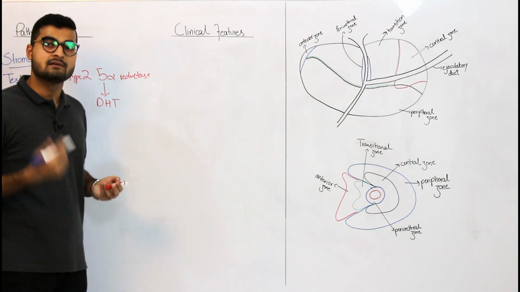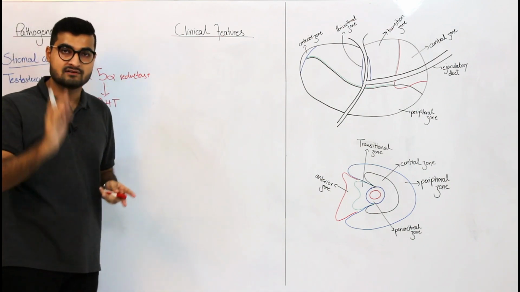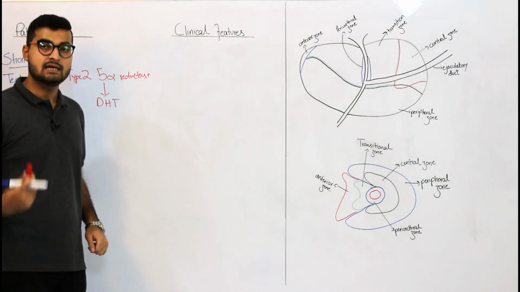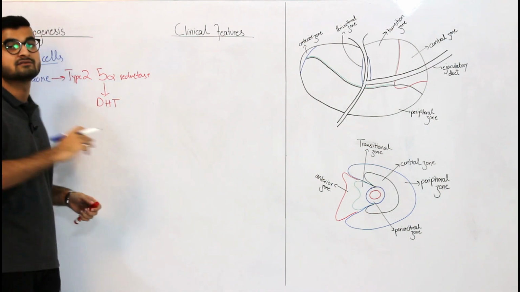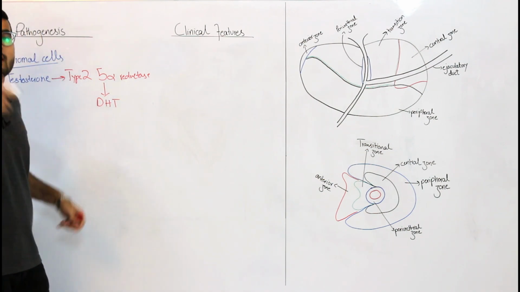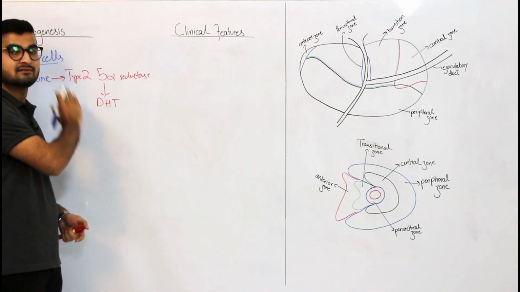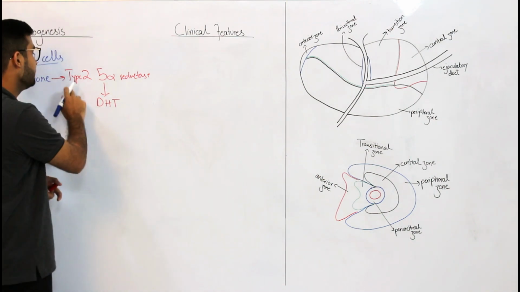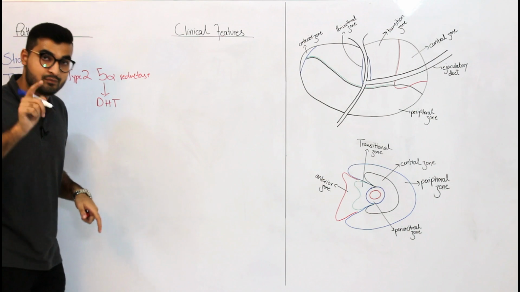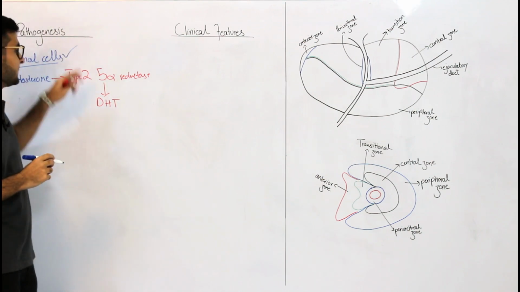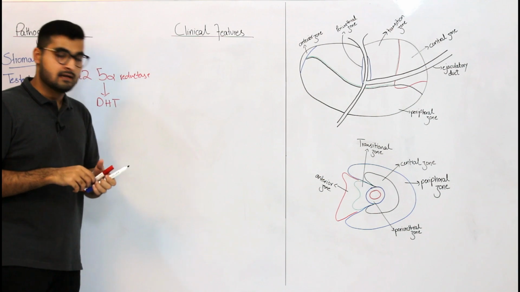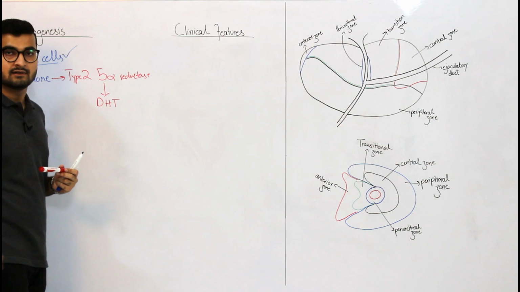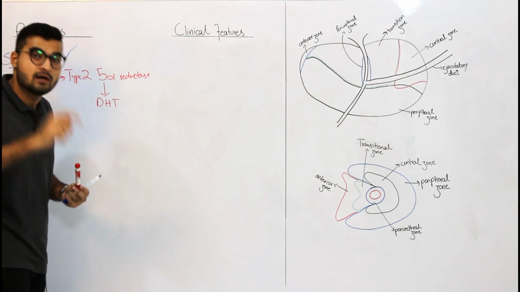DHT is more potent in the prostate because when we talk about the androgen receptors in the prostate, DHT has a higher affinity towards those receptors, which is why DHT is much more potent compared to testosterone. So it is a natural phenomenon that in the prostate, testosterone is converted into dihydrotestosterone via type 2 5-alpha reductase that is present in your stromal cells. We haven't talked about the epithelial cells yet. Now, in the epithelial cells, you lack type 2 5-alpha reductase. You have this enzyme in the stromal cells, but not in the epithelial cells.